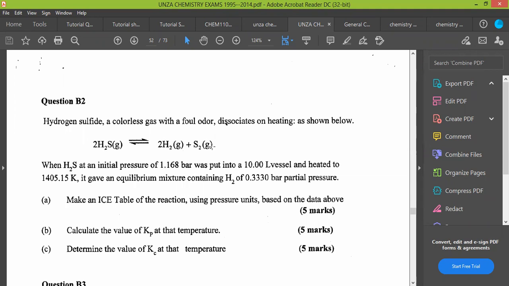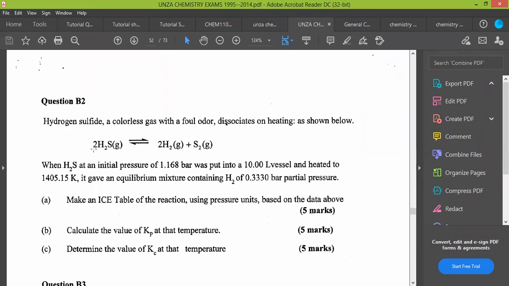So you have this. This side you're going to put ICE. What pressure of this do you have? This is the pressure given here, 1.168. What pressure of this do you have? 0. What pressure of this do you have? 0. And then you're going to have the change. What change do you have? Minus 2x. What change do you have here? Plus 2x, and this one just x. This is 2x because of the 2 in front.